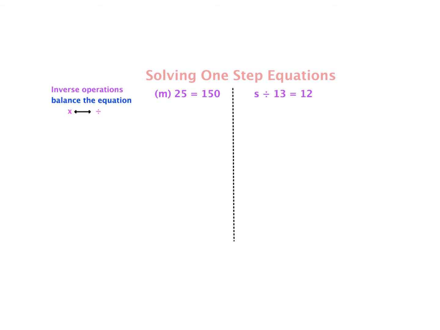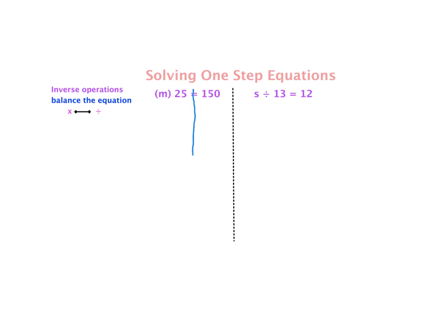So we start off by drawing a line down the middle of the equal sign because we want to balance our equation. That means that we want to have one side of the equation be equal to the other side of the equation. And in order to do that, since we're multiplying, we have to do the inverse of multiplication, which is division.